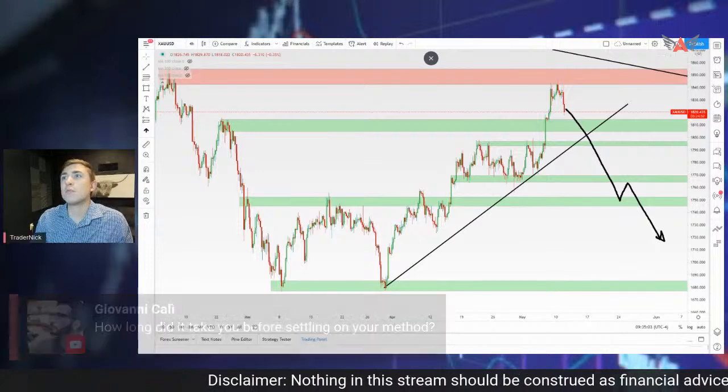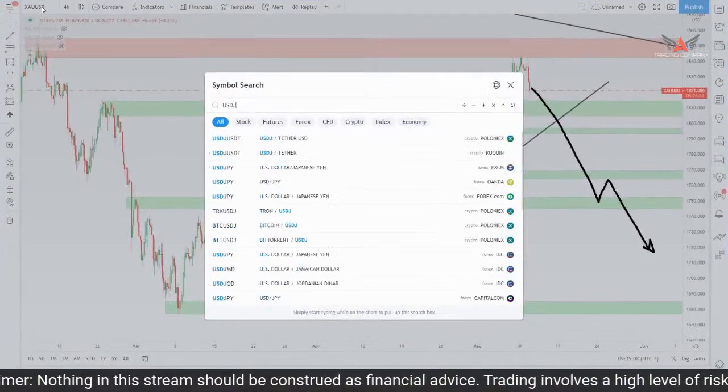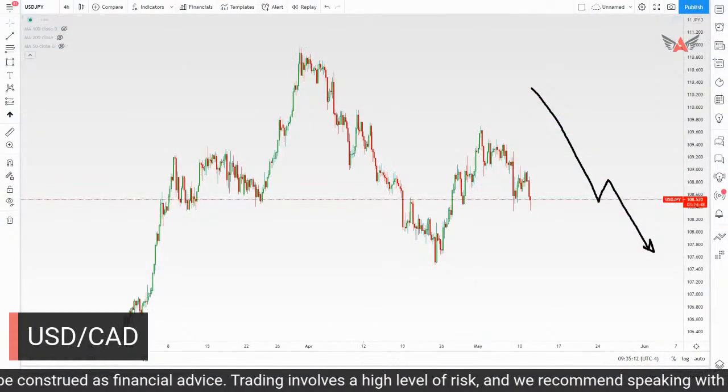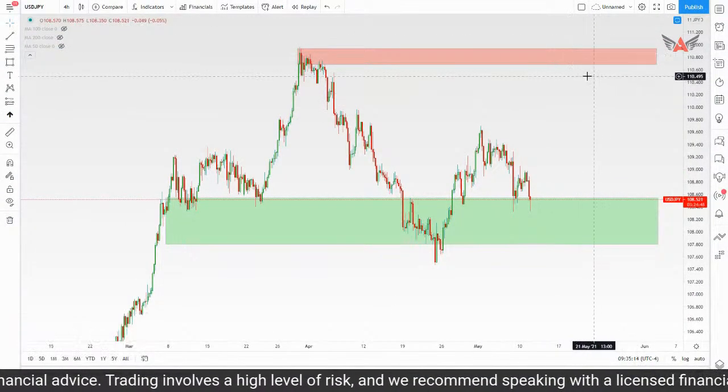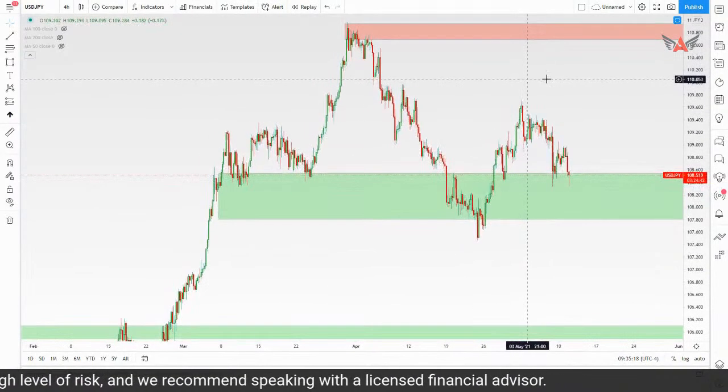So with that said, we'll go ahead and jump over to the next chart. Let me pull up USD JPY. So this is another one we can talk about. So the dollar yen. Get that cleaned up there. So the dollar yen is another very, very interesting currency pair right now.